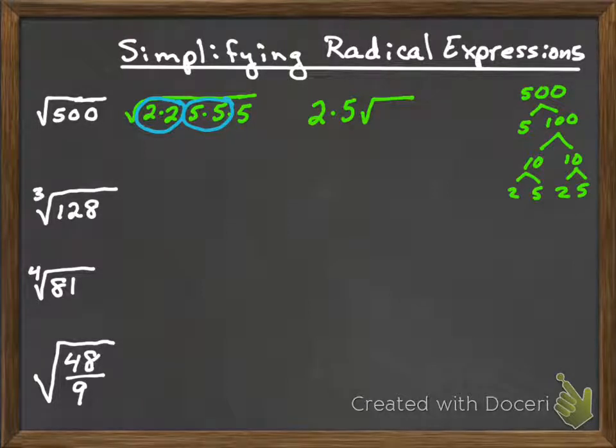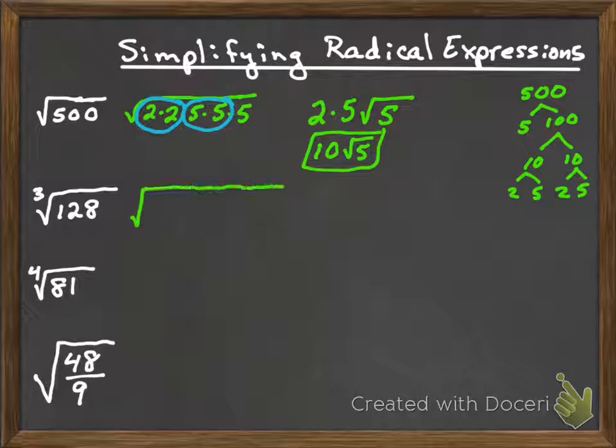What's left inside the radical is what's not circled, and that's this lonely 5 right here. The values that we have outside the radical, you're going to multiply those together. So your simplified answer is 10 root 5. All right, so let's look at the next problem here.